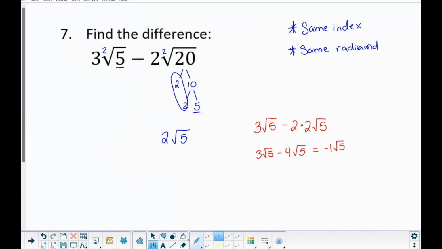And remember, anytime we have a 1, it's the same thing as having nothing there, because it's already implied with this negative that there is a 1 there. So I can just leave that as negative square root of 5. And that would be your final answer.